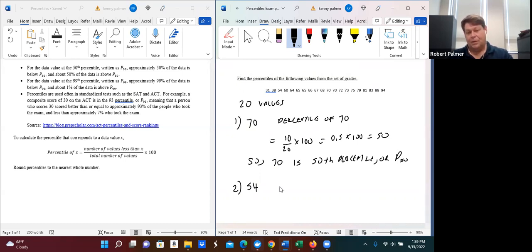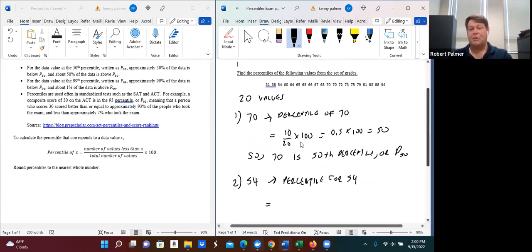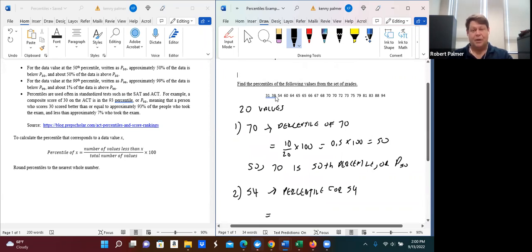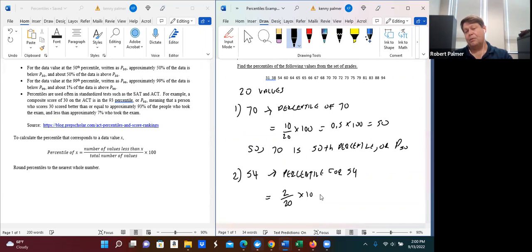So once again, we want to find the percentile of 54. So the same thing. That's going to equal, once again, we need to find 54 and find the number of data values that are less than that. So we have two data values that are less than 54. So 2 divided by the total number of data values, which is 20, times 100. And so 2 divided by 20 is 10%, or 0.1 times 100, and this is 10.